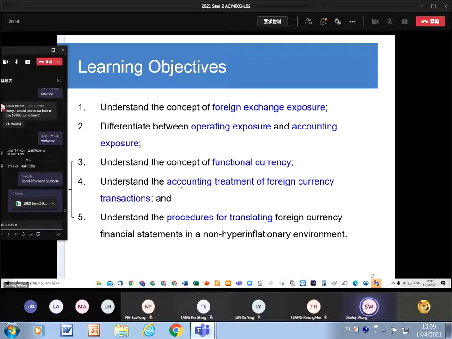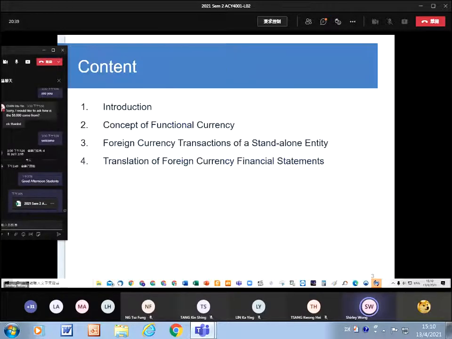Objective 4, we will understand the accounting treatment of foreign currency transactions. So when we come across a foreign currency transaction, what should we do? Finally, we will understand the procedure for translating the foreign currency financial statement. And these 3, 4, 5 we will discuss all together. So these 1 and 2 give you some introduction about the foreign exchange exposure.